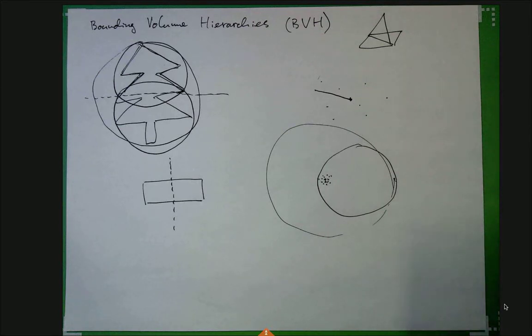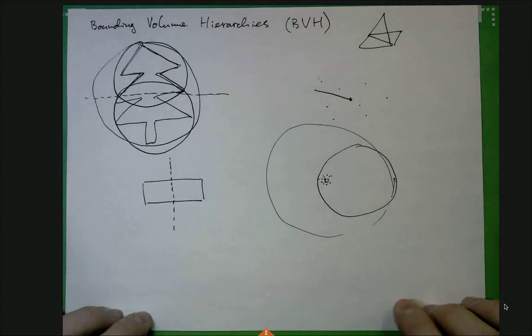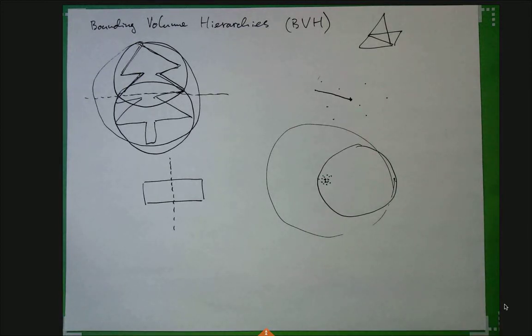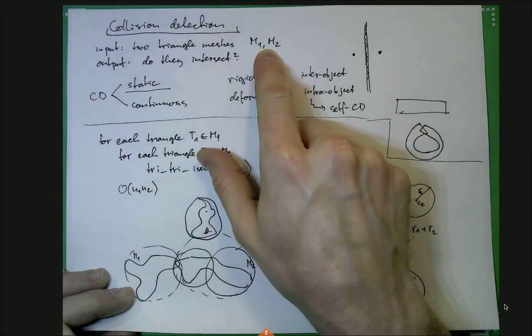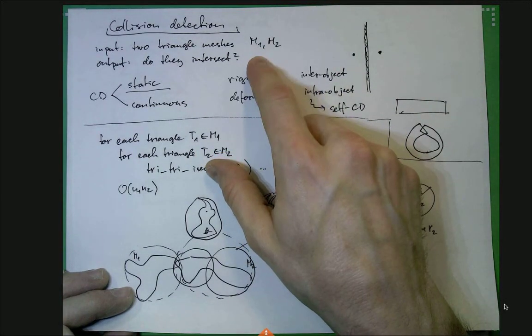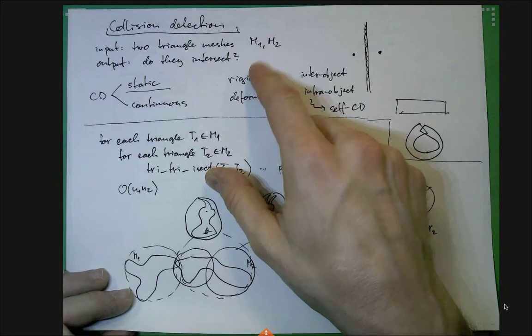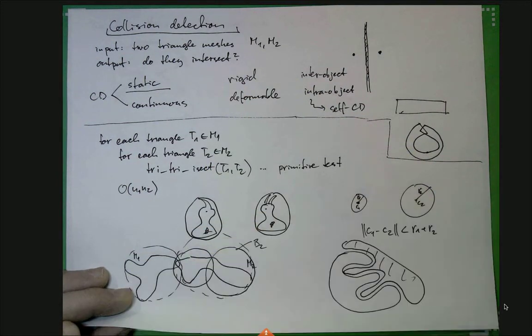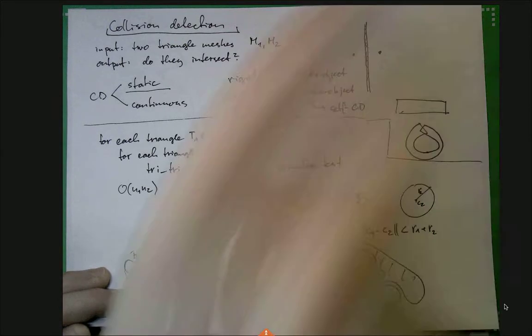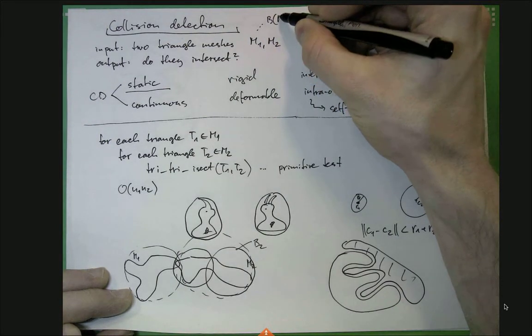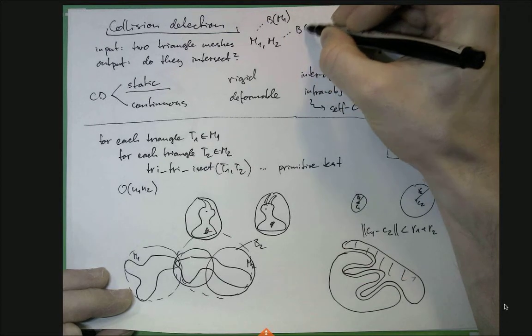Okay, so the next thing is, once we have computed this bounding volume hierarchy, how do we actually use it for collision detection? We will assume that now we have two objects, two meshes, just like we started with: M1 and M2. And let's assume that we have pre-computed bounding volume hierarchies. Let's say BM1 and BM2.